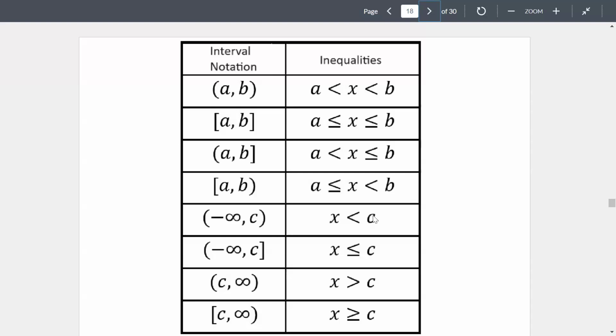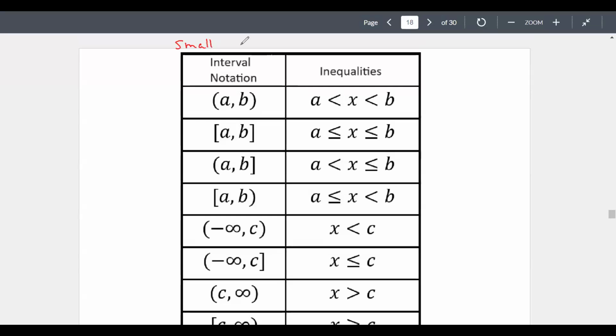If we're just strictly less than, then it's negative infinity up to that number. If we are less than or equal to, it's negative infinity up to that number with a bracket. If x is greater than, then we're going to have a greater than to infinity with all parentheses. And if x is greater than or equal to, then we have a bracket to infinity, and then we use parentheses. And another thing to note here is we always write this as smallest first, and then the largest number second. This a should always be smaller than this b. That should be the case in all of these.